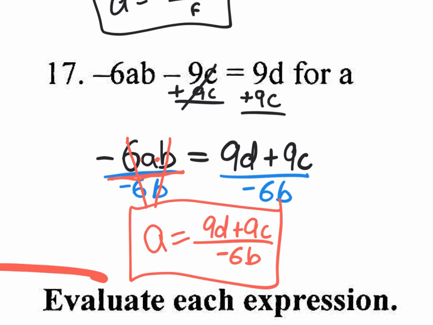On certain multiple choice tests, you might be able to rewrite this answer. For example, this is a 9, that's a 9, and this is a 6. So you could reduce everything by 3. So you could write it as 3D plus 3C over negative 2B. You could if you wanted to. And some multiple choice answers will change it. But since the test generator left the answer like this, I'm assuming that the answer will be left like that on the test Thursday.